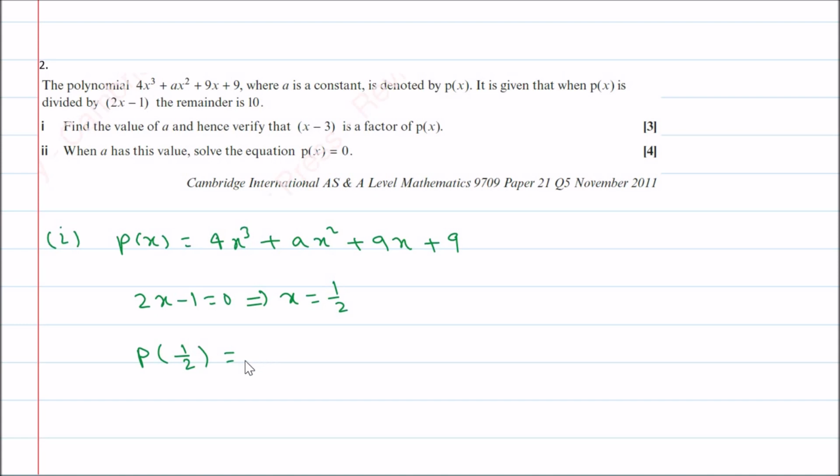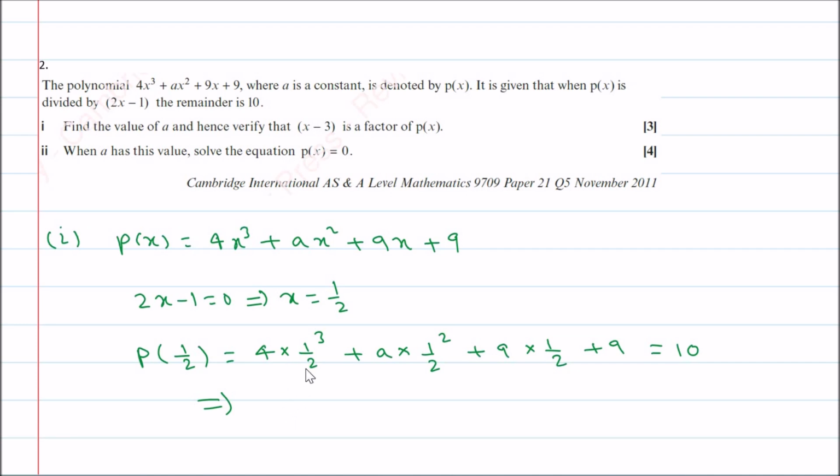So let us find p(half). 4 into half cube plus a into half square plus 9 into half plus 9, and it says the remainder is 10. This gives us the remainder, so this should be equal to 10. Now we'll simplify this and solve for a.